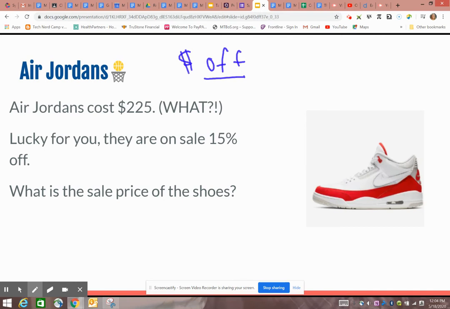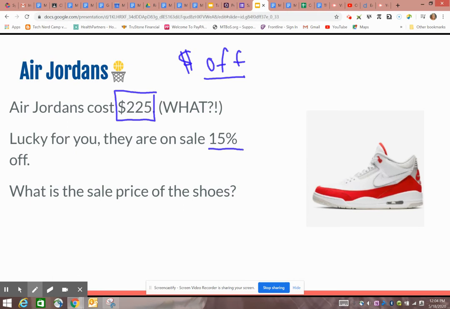It's a bit different when we were figuring out tax and tip. That's money that was being added onto our price, but this is coming off. So this is exciting. When we think about our part to whole, the whole price of the shoes is $225. And since we get a discount, we have 15% off of that.